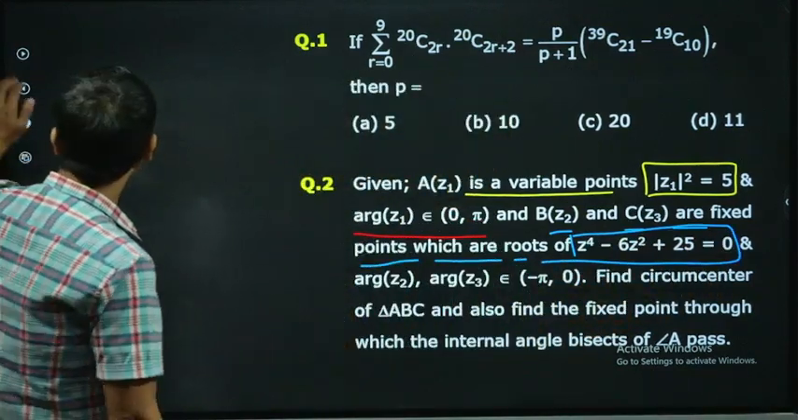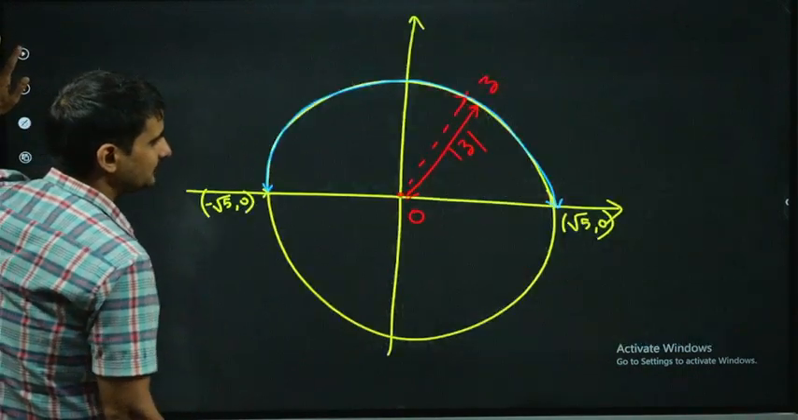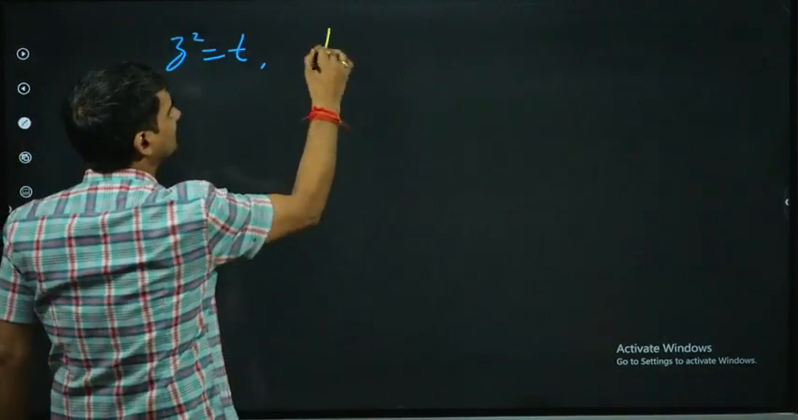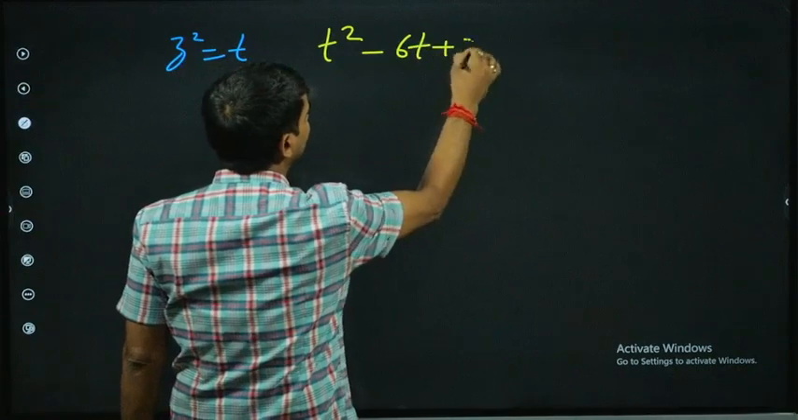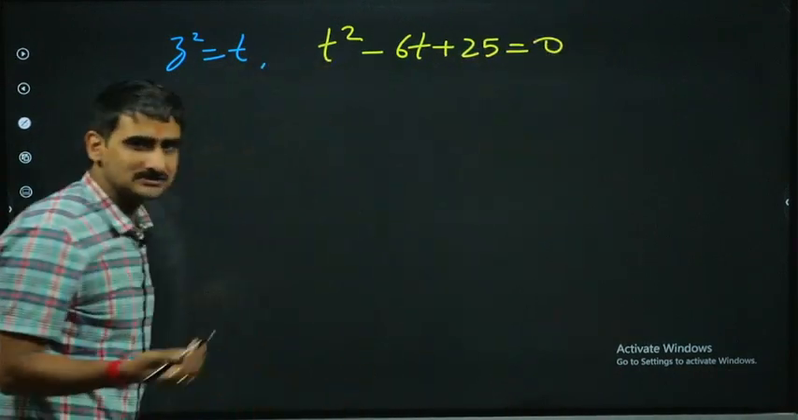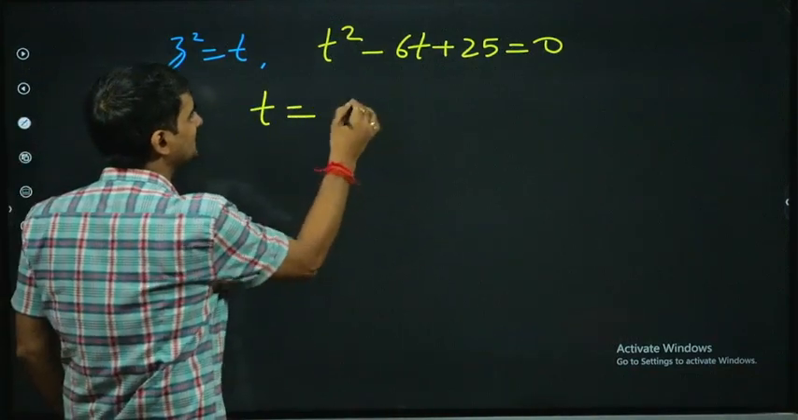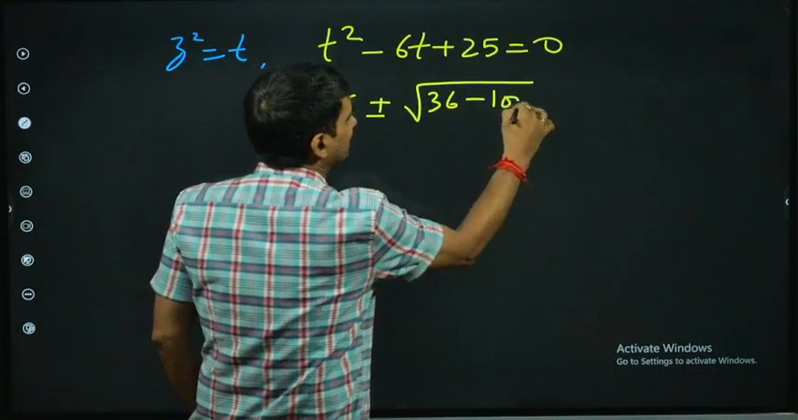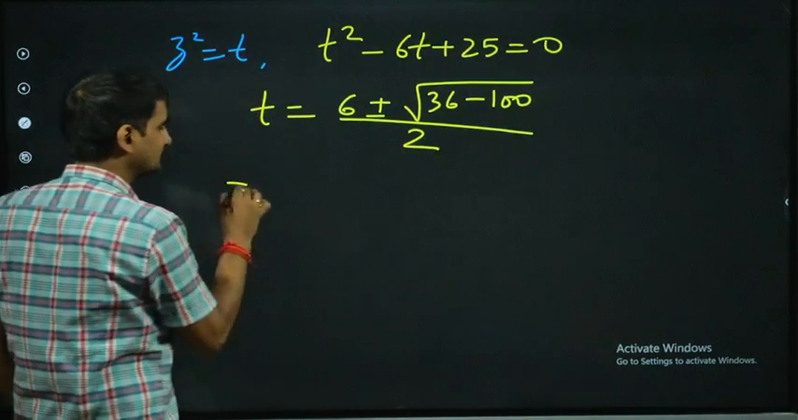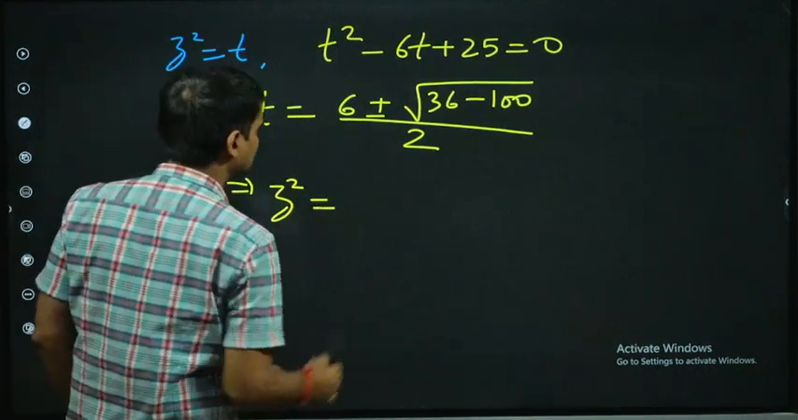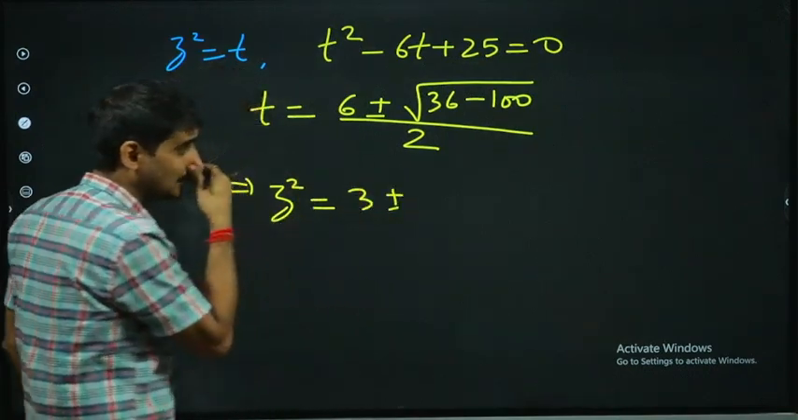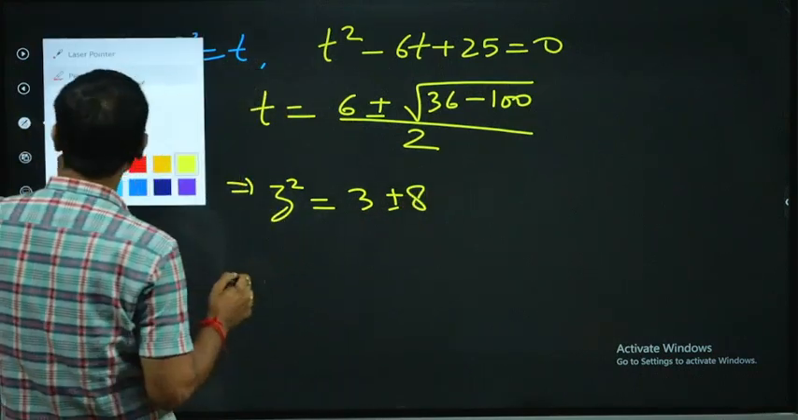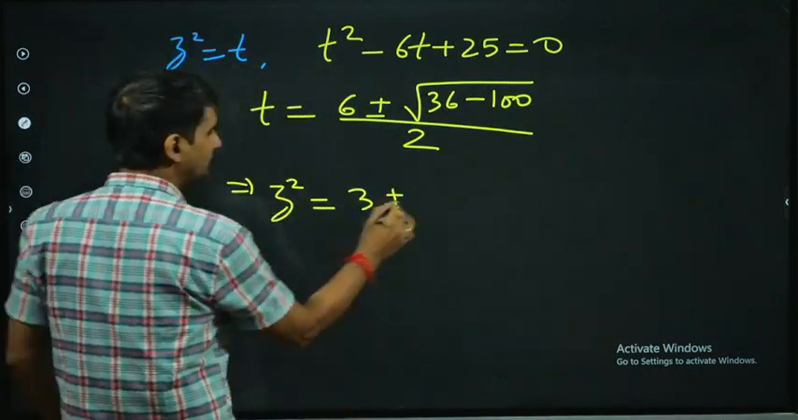So z to the power 4 minus 6z square plus 25. Let z square be t. So I will take the quadratic as t square minus 6t plus 25, applying the Sridhar formula to get the roots. So t is 6 plus minus under root of b square, 36, minus 4ac, 100, by 2a, so 2. So t is actually z square. So z square is 3 plus minus 8 iota. It's not 8 because I already divided it by 2, so it has to be 4 iota.